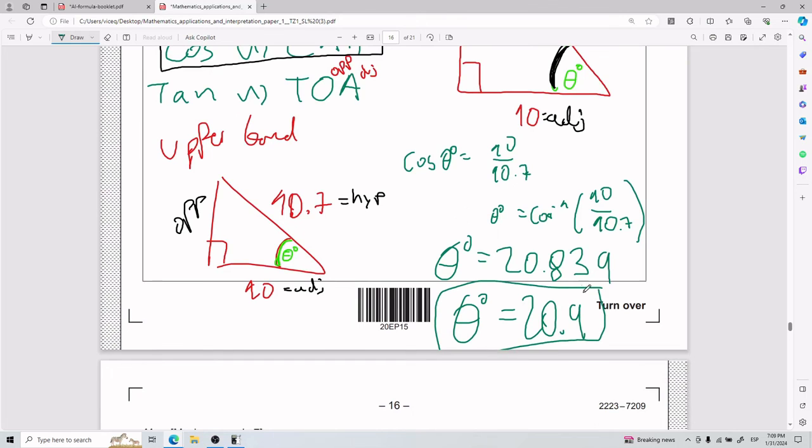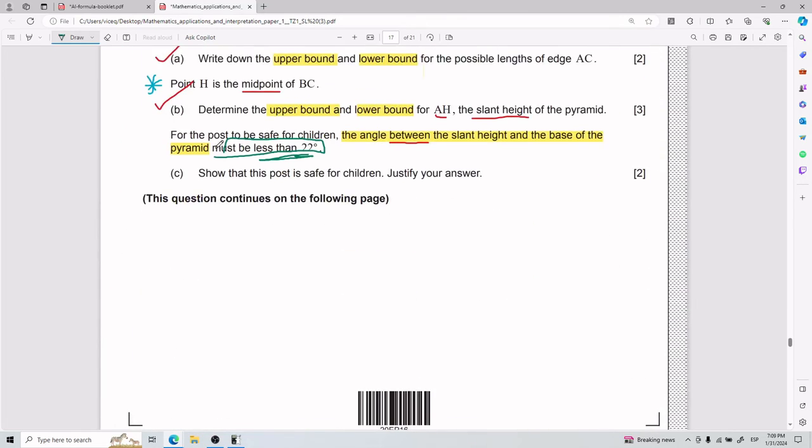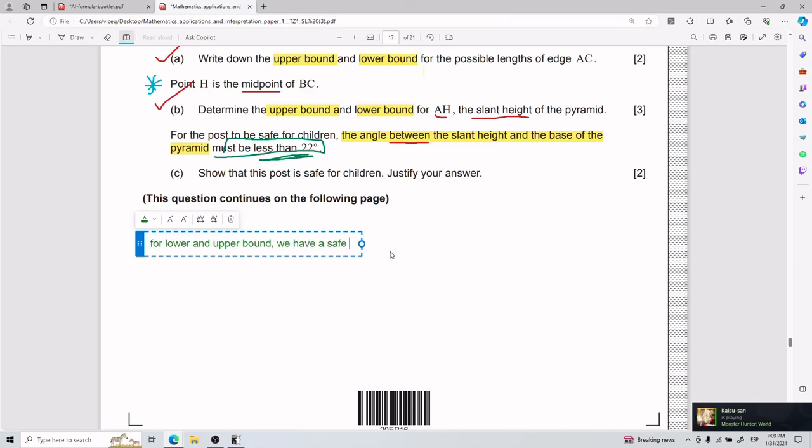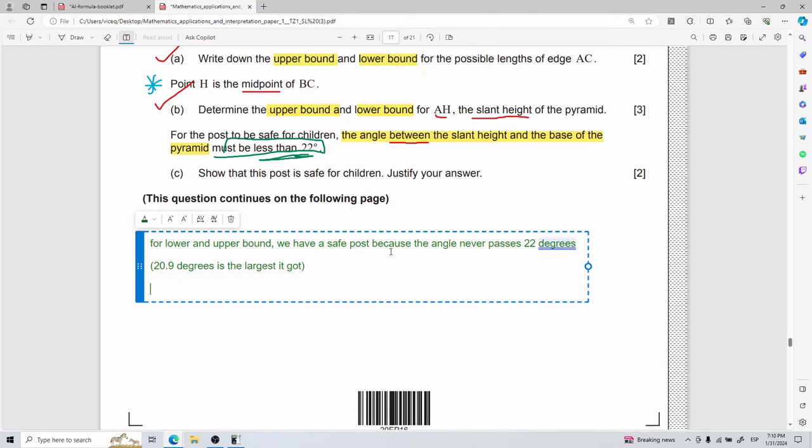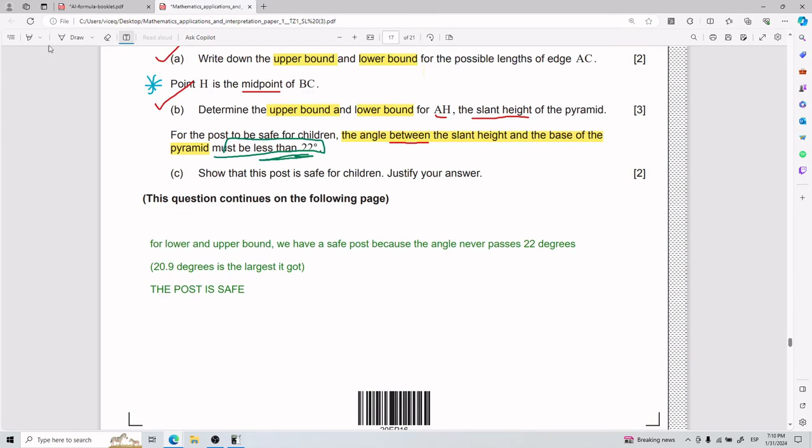See? The conclusion of this is the same. It is less than 22 degrees. The post is safe. So what would you say? You would say for lower and upper bound, we have a safe post because the angle never passes 22 degrees. And then you put the examples of 20.9 degrees is the largest it got. See? There's a lot of different ways to answer this, but basically you have to write a small sentence like it's never bigger than 22 degrees. Keywords, the post is safe. See? Put that somewhere.